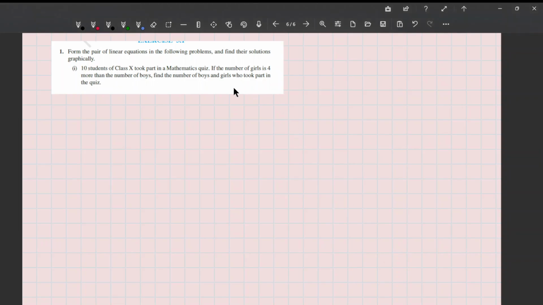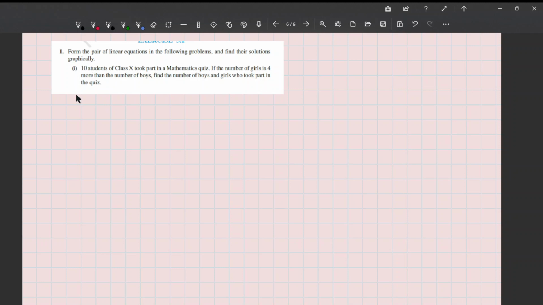Hello children, let us solve this problem graphically in this video. 10 students of class 10 took part in a mathematics quiz. If the number of girls is 4 more than the number of boys, find the number of boys and girls who took part in the quiz.